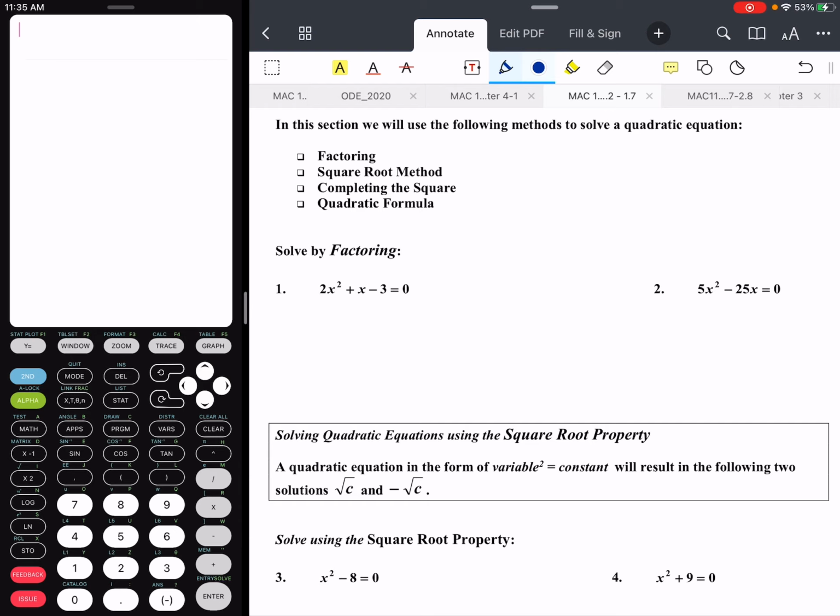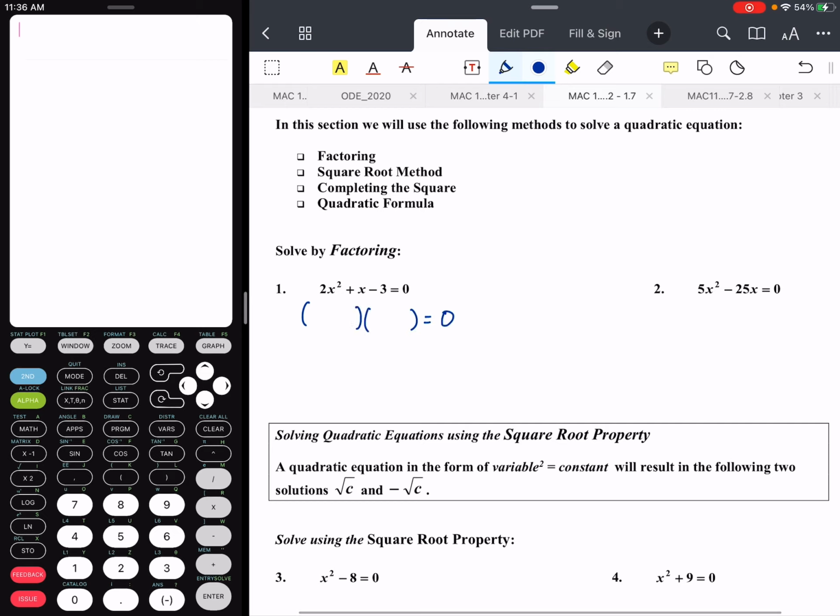So for number 1, 2x squared plus x minus 3 equals 0. The instructions say to solve by factoring. You could use the AC method or the grouping method, whatever you call it, to try and factor this. Or you could just use trial and error, which I'm going to attempt.